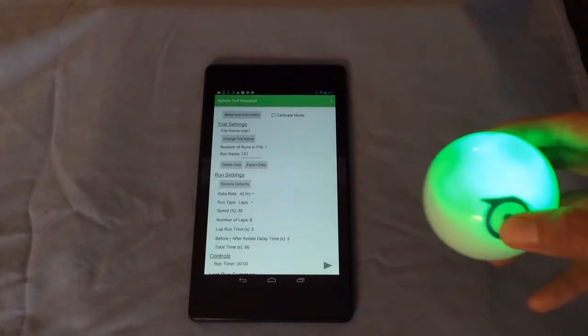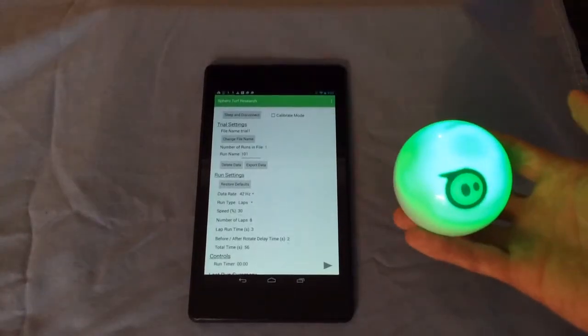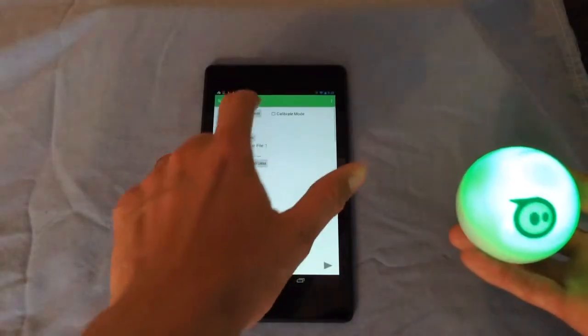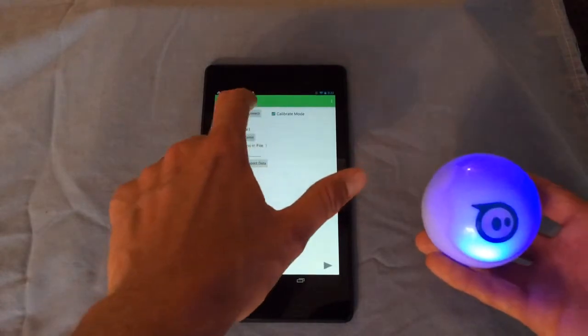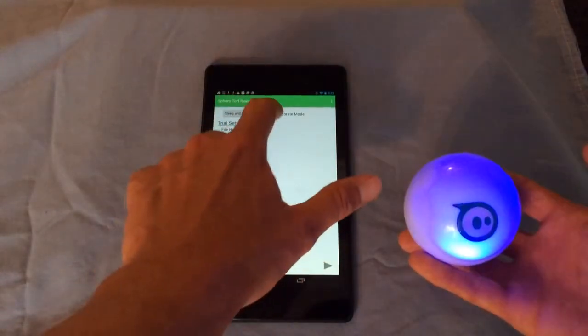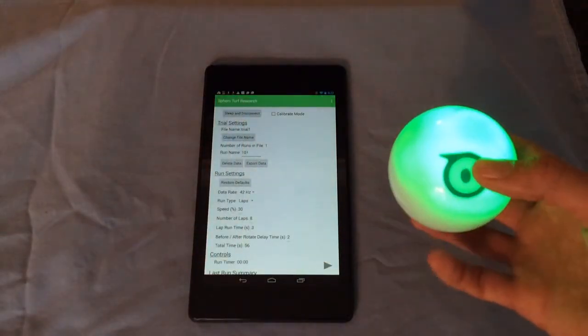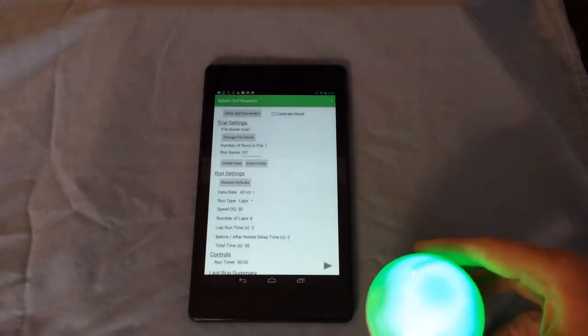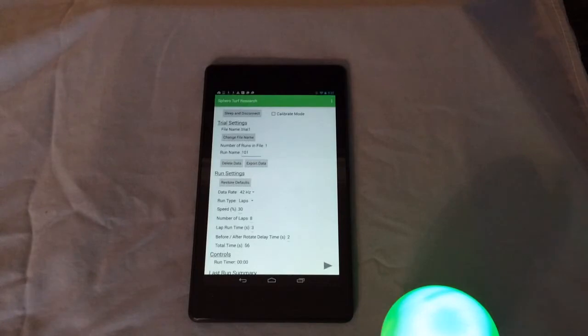So that gives you a little bit of what's going on as far as the characteristics of the Sphero app, and I hope that helps some. There's also yaw and roll, and less is understood about those variables than about the ones I just described to you.